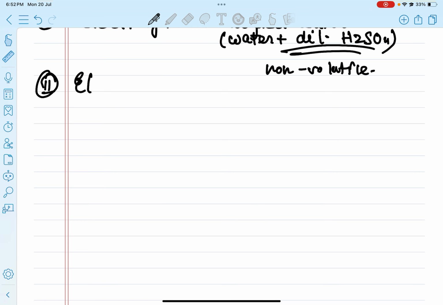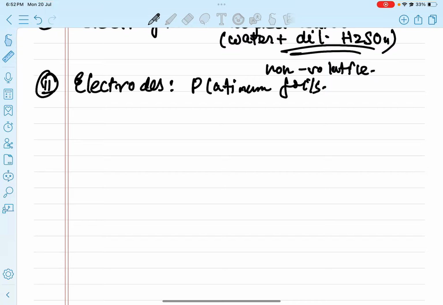Then what is my electrode? My electrode is going to be platinum foil. Platinum foils are basically inert, and they are connected by copper wires. Graphite and platinum are the two inert electrodes we are studying, and copper, nickel and silver are the three active electrodes we are studying in this chapter. So platinum foil is inert and is connected by copper wires to the two terminals of a battery.